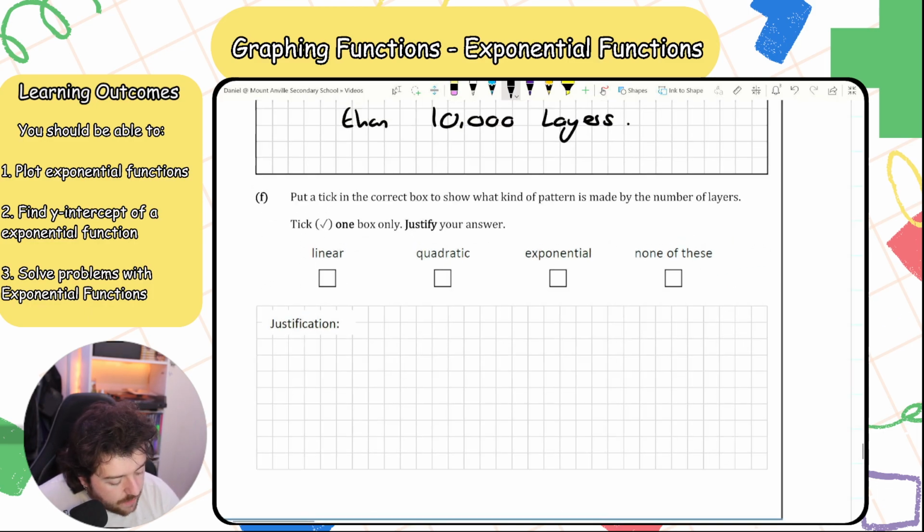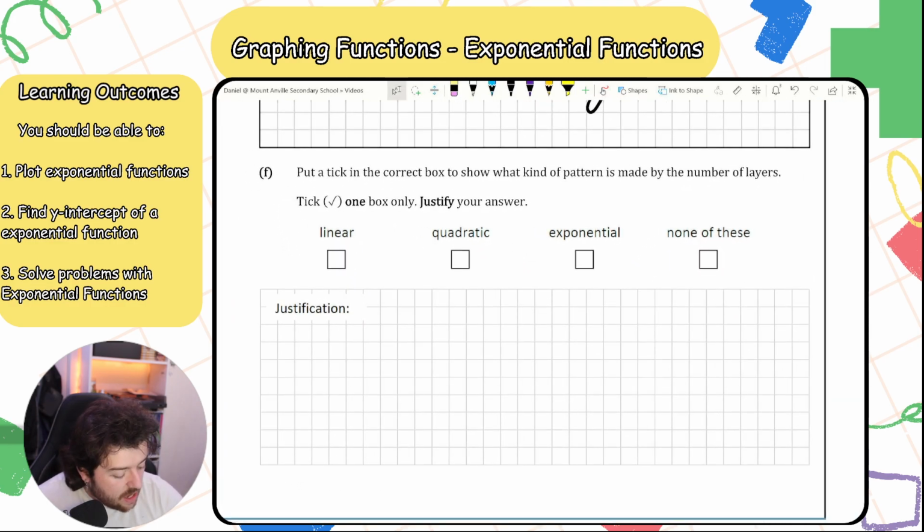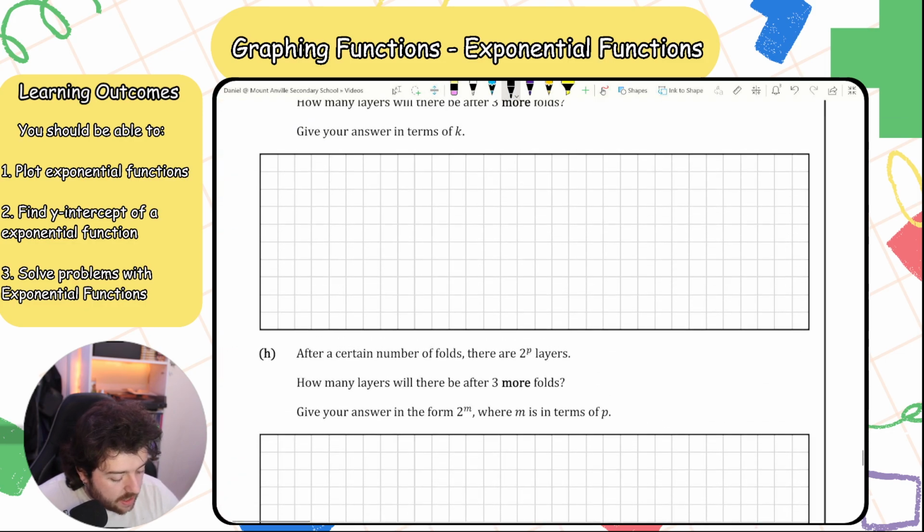Put a tick in the correct box to show what kind of pattern is made by the number of layers. Well, it's going to be an exponential pattern, right? We'll get more into this in pattern sequences, but it's going to be an exponential pattern because it's going up in twos. So to get to the next term, we multiply by 2. There you go.